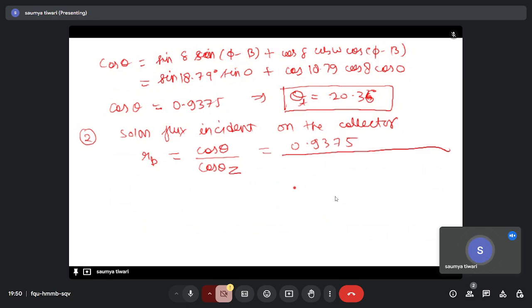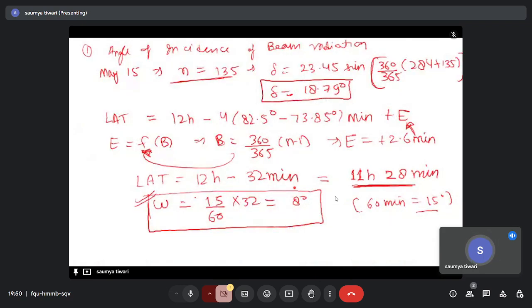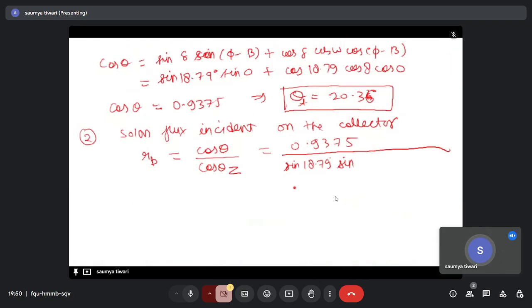So it will simply be sine delta, where delta is 18.79, into sine phi. Phi value was 18.32, so it will be converted, it will be 18.53. Plus cos delta, cos omega, and cos phi.